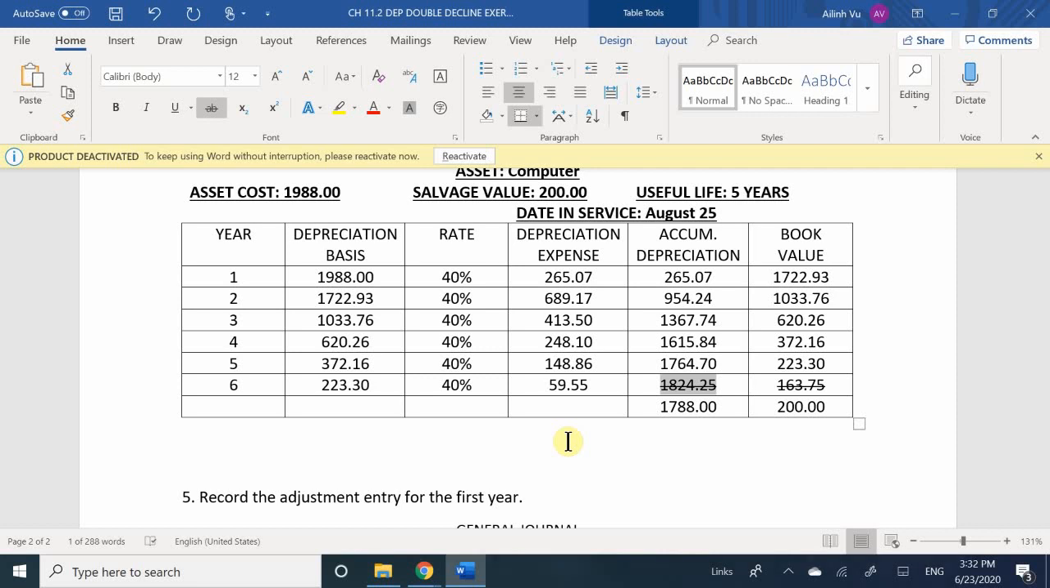So 1788 minus 1764.70. Okay, so your depreciation expense will be 23.30. And then guess what? Look at our beginning book balance of that year. We started out with 223.30, and we need to get to 200.